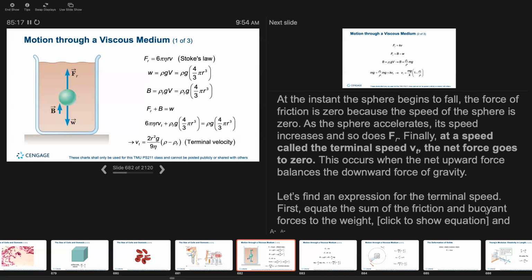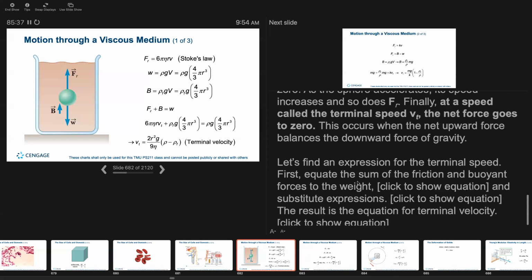At the instant the sphere begins to fall, the force of friction is 0 because the speed of the sphere is 0. As the sphere accelerates, the speed increases, and so does F sub r. Finally, at the speed called the terminal speed, v sub t, the net force goes to zero. This occurs when the net upward force balances the downward force of gravity.